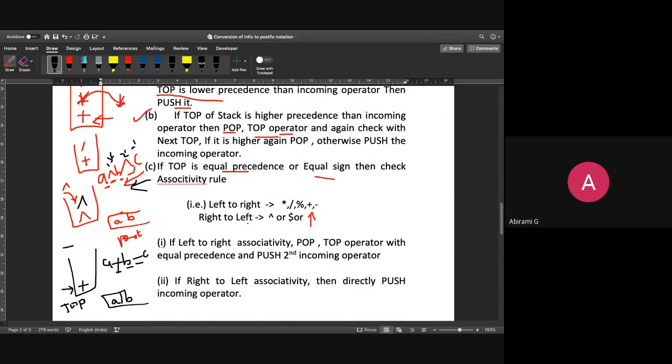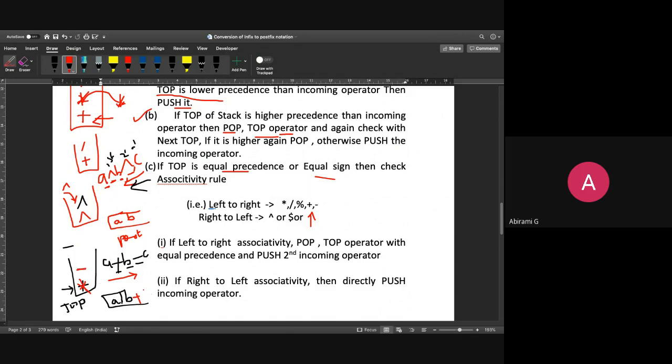We have to check the associativity. The associativity of plus and minus is left to right, in the sense that from the left side to the right side we have to check it. On the left side, the plus appears first, which means plus has the higher precedence. As per the rule, we cannot place lower precedence over higher precedence. So we have to pop it out, place plus here, then place minus here.